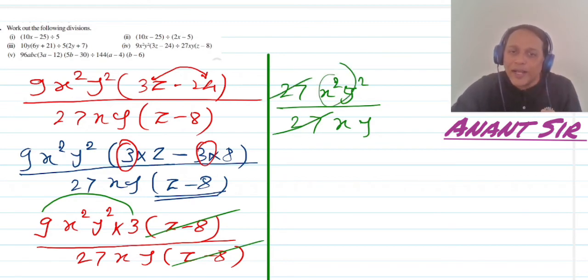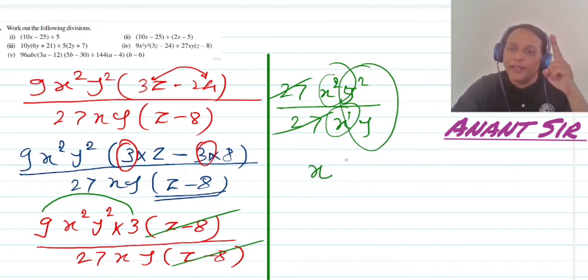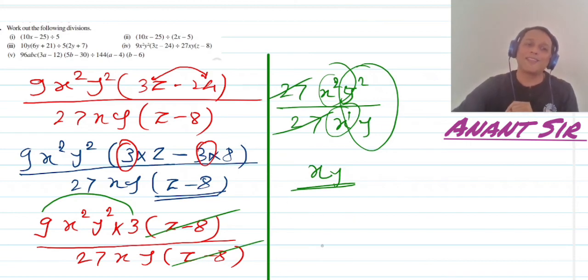Now there are 2x in the numerator, 1 in the denominator. So 1x is more in the numerator, similarly for y. 2 in the numerator, 1 in the denominator. So 1y is more in the numerator. So this is our final answer.